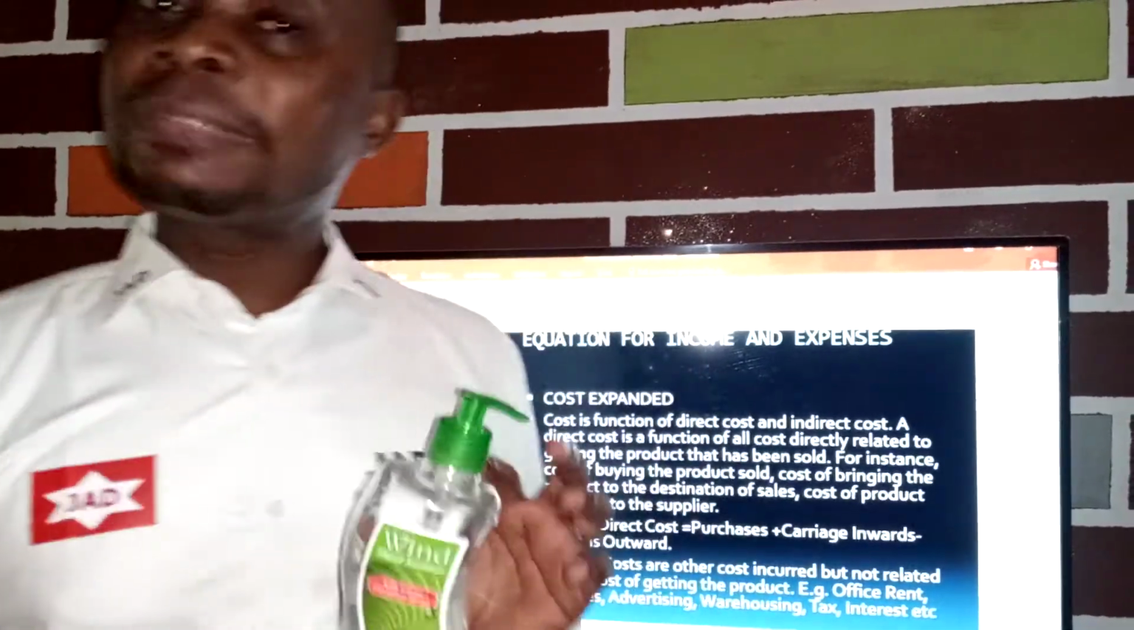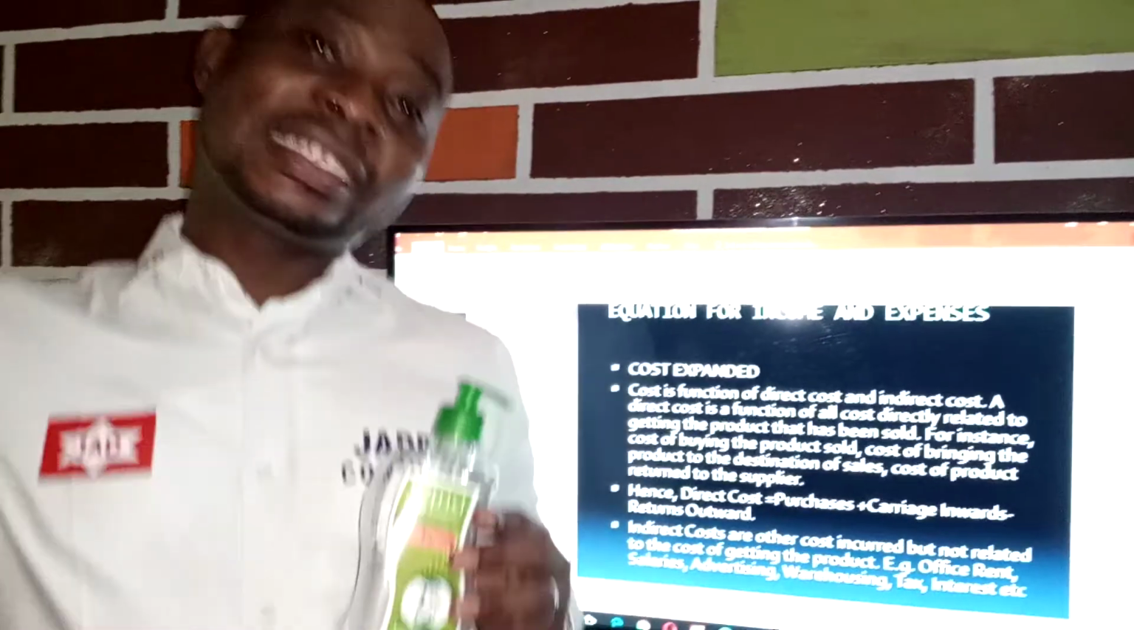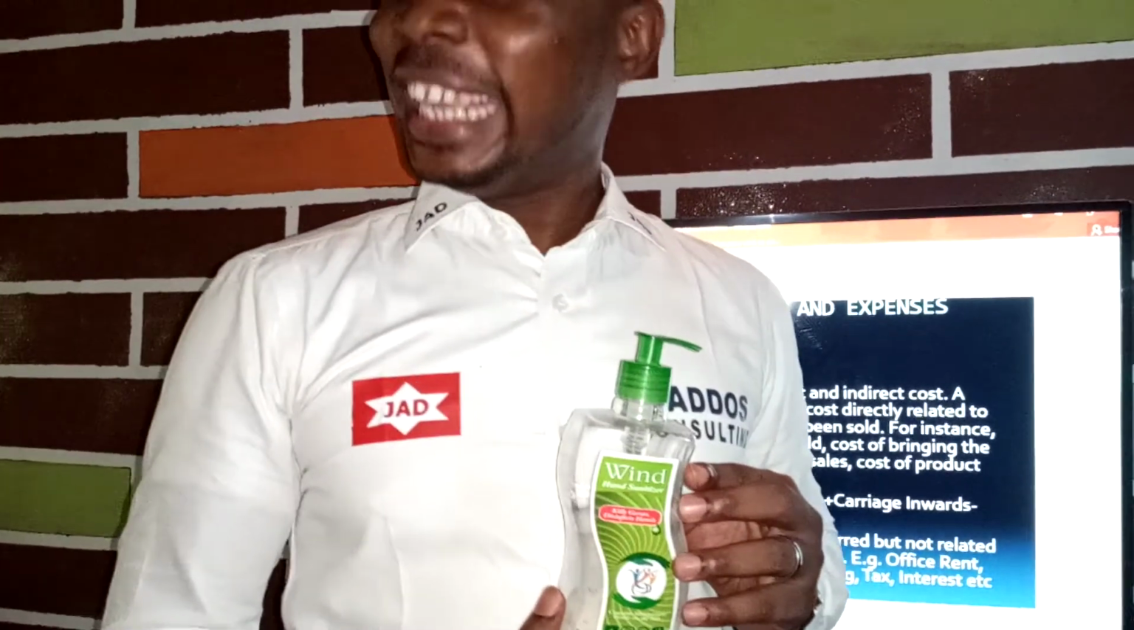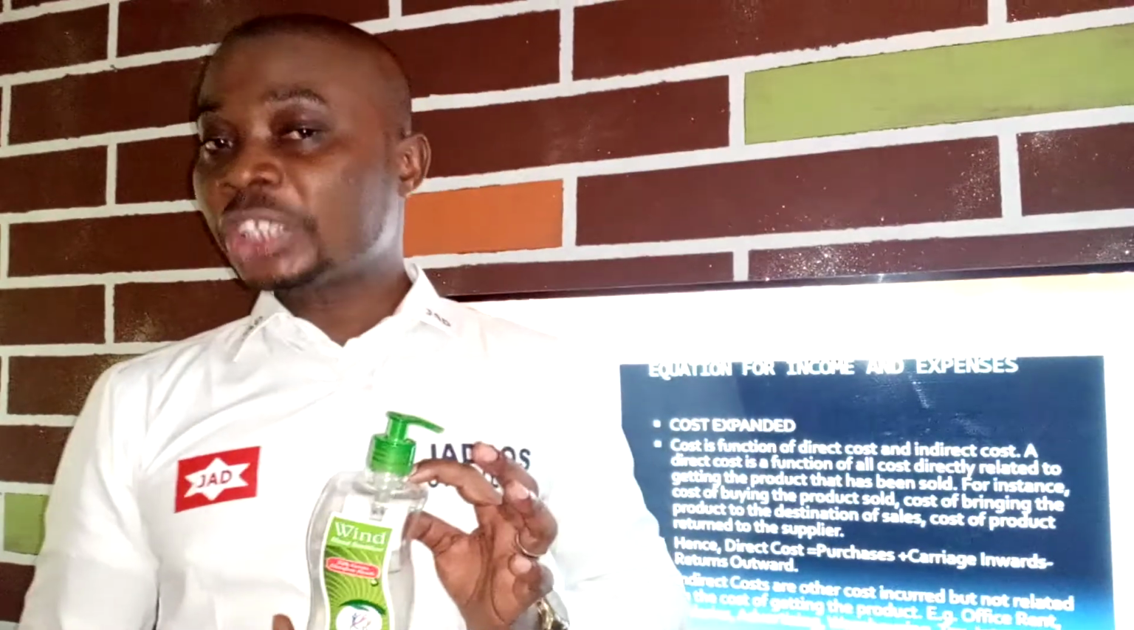Now, aside from buying it for 5,000, it's also possible that we spend another 500 to transport it from the point that we bought it to here that we are selling it. That's carriage inwards. So it means that the cost can have variables such as what? Purchases, which is the cost of buying the item. Carriage inward, which is the cost of bringing the item to this place.